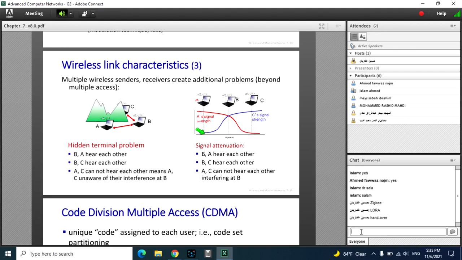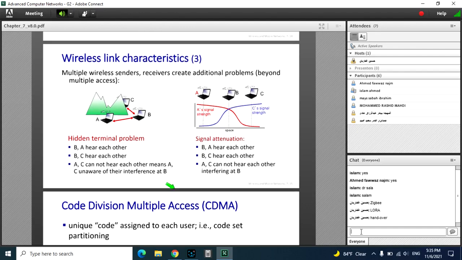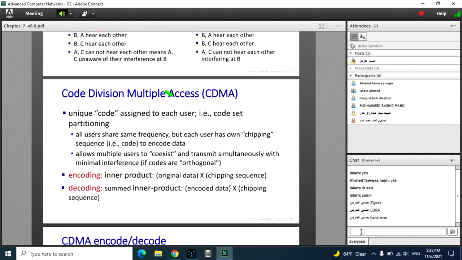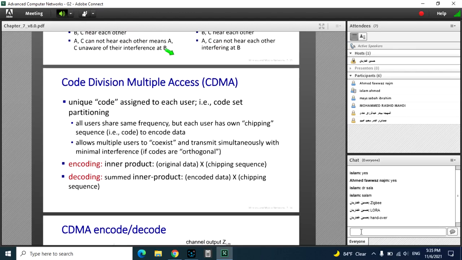So here, again, in this case, A and C cannot hear each other because they receive very weak signals from the other side. So they cannot see each other. So again, they are hidden from each other's perspective. Okay.